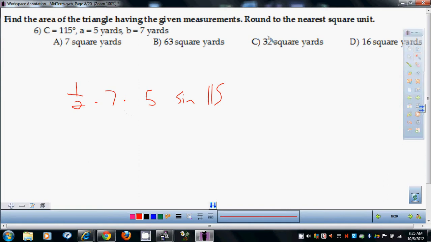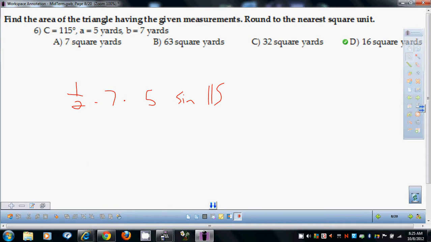What was it? 15.8. So I'm thinking D. And there you go. Very good. Questions on that problem? All right. Well, you are off the hook.